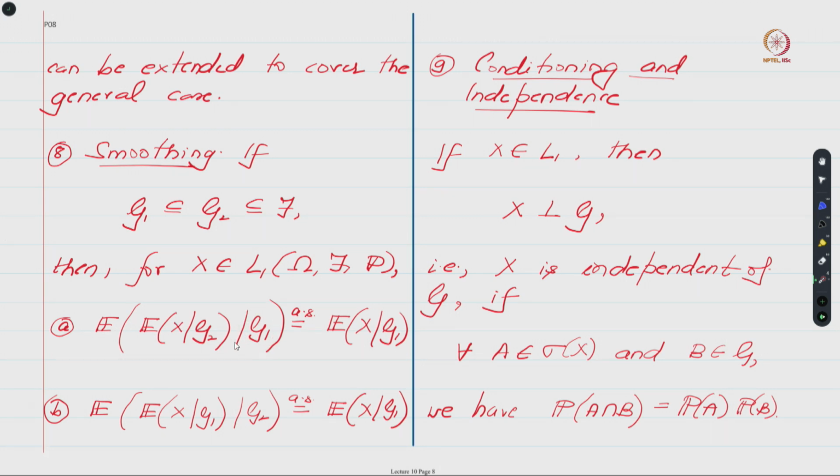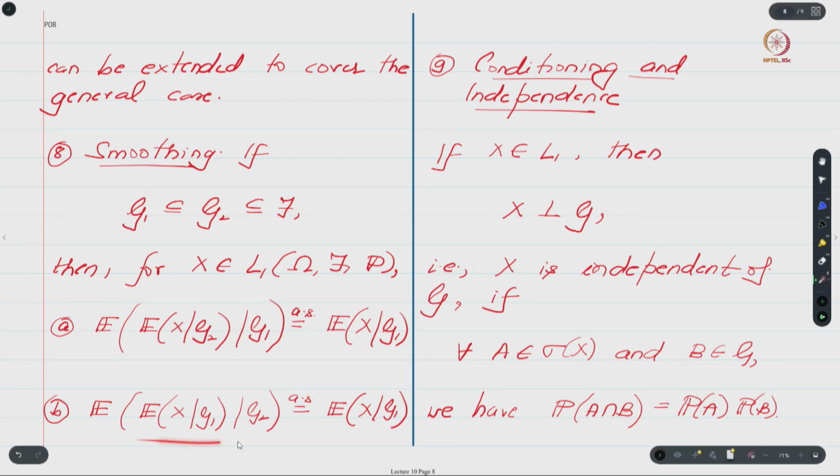So the smoothing property says that if you take this iterated conditioning, then that must equal the conditional expectation of X with respect to this smaller sigma field, right. So this thing over here vanishes, okay, and of course this equality holds only in an almost sure sense. And similarly, if you take this conditioning in this sense, that is you first take the conditional expectation with respect to G1 and then you take whatever you get, its conditional expectation with respect to G2, right.